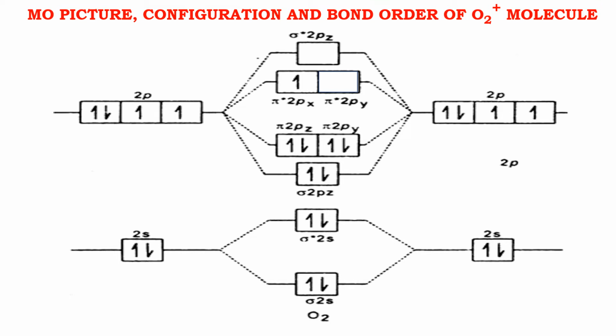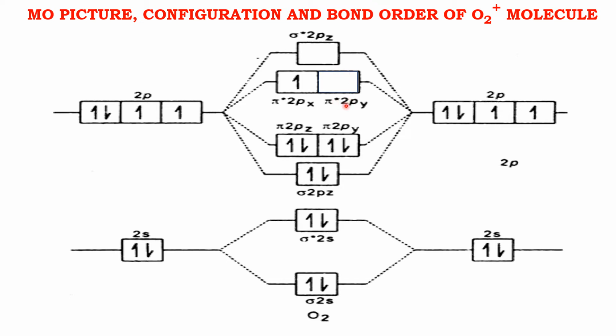Now we take the example of O2 plus molecule. What is O2 plus molecule? From oxygen molecule, one electron has been lost. Naturally, that electron has to be lost from the pi star 2py orbital, because electrons will be lost from the last orbital. Here the last orbital is pi star 2py or pi star 2px. So one electron is lost from the pi star 2py.